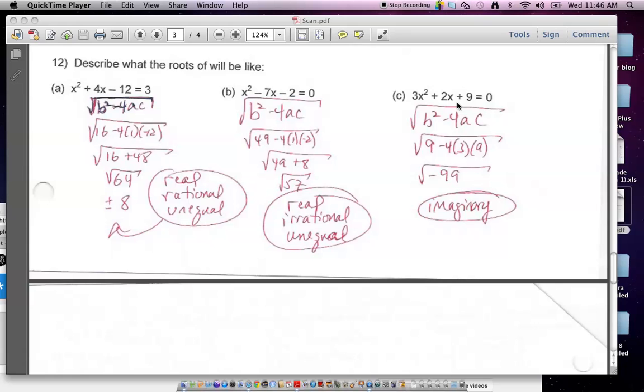Lastly, we go to letter C. We work out the answer, and I get square root of negative 99. That's imaginary, because I can't find the square root of a negative.